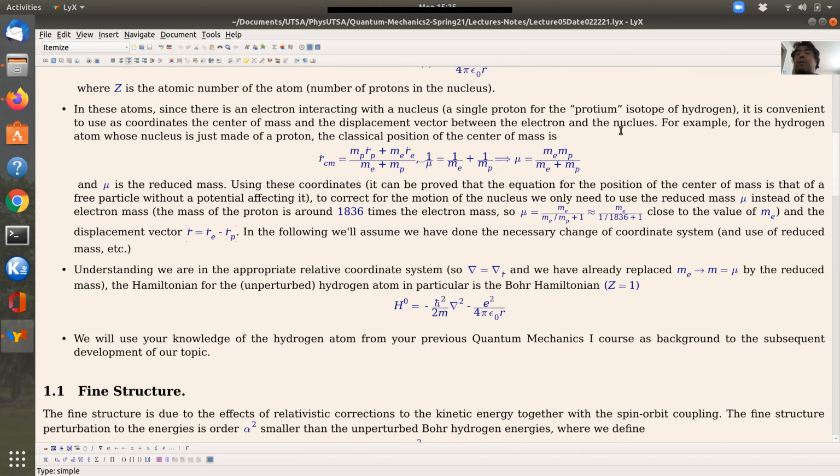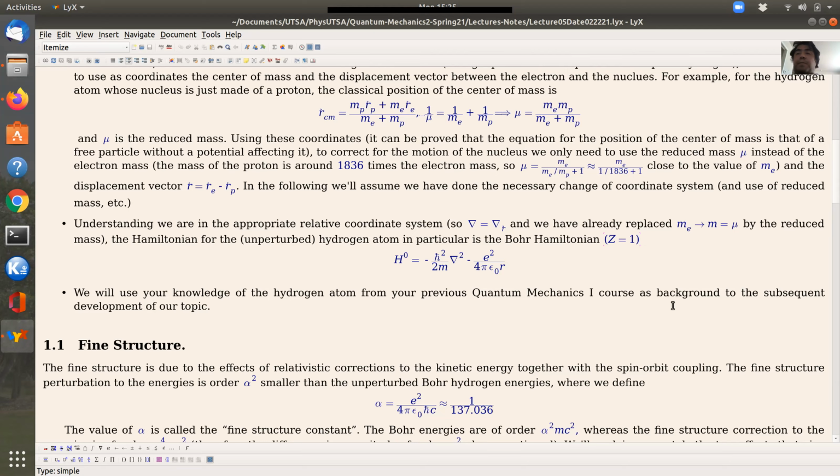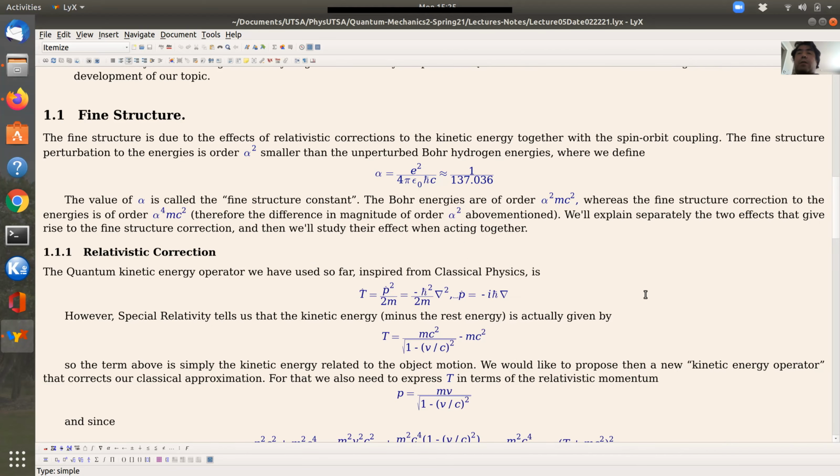So we're going to build on that to make some observations. The first one is the study of the fine structure. A fine structure is a correction appearing in the Hamiltonian for the hydrogen atom, where two additional effects must be considered. One of them is the effect of relativistic corrections to the kinetic energy operator. And the second is a phenomenon called the spin orbit coupling.